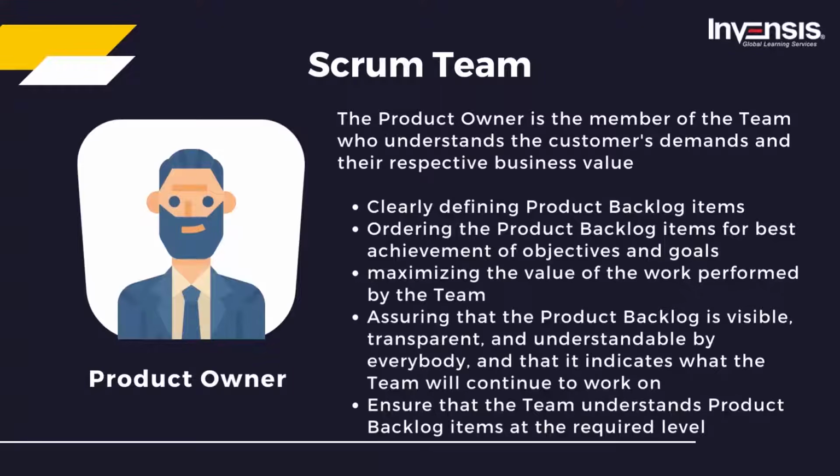Clearly defining product backlog items. Next, ordering the product backlog items for best achievement of objectives and goals. Then, maximizing the value of the work performed by the team. Next, assuring that the product backlog is visible, transparent, and understandable by everybody, and that it indicates what the team will continue to work on. Next, ensure that the team understands product backlog items at the required level.